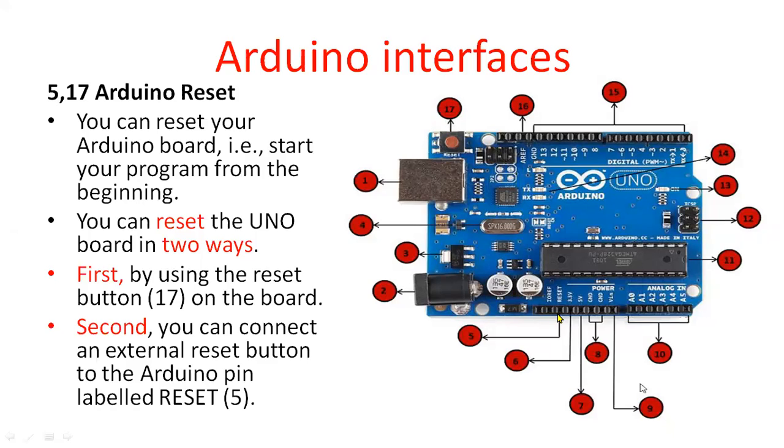Here, reset pin. Here, you can reset your Arduino board. That means restarting, reset. That means start your program from the beginning. You can use the reset button. Here in the reset, you know about two ways. That means you will perform the reset operation in two ways. The first way is by using the reset button.